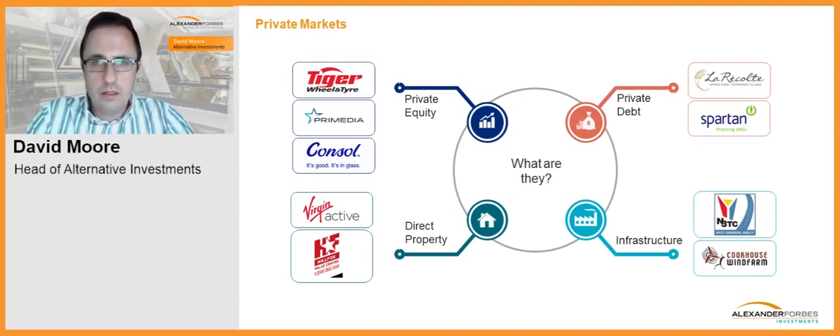Spartan, another small on-lender of finance that can be accessed in the private debt space, whereby Spartan on-lends to smaller SMEs for them to grow and develop their business. So a couple of nice examples of what private debt practitioners can do in their asset category. And then infrastructure, as I mentioned, large-scale utility-type infrastructure assets like the toll roads.